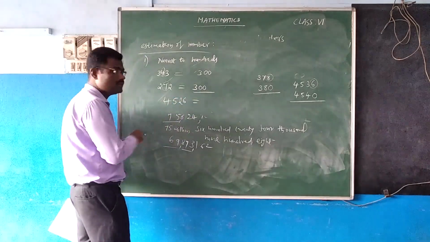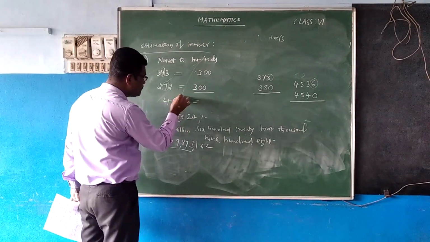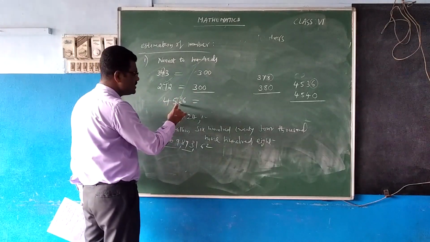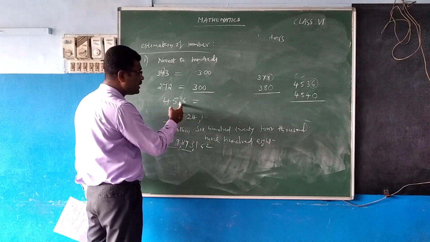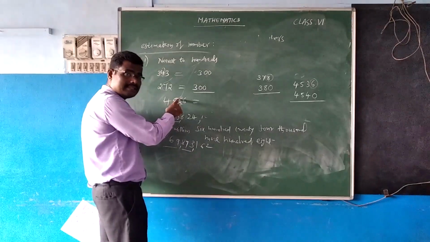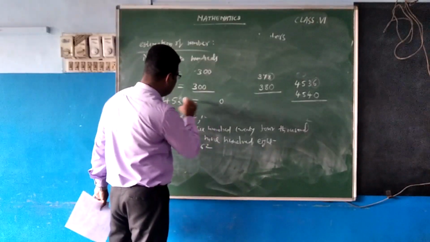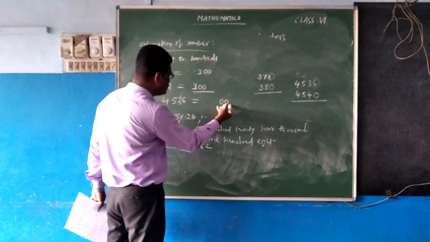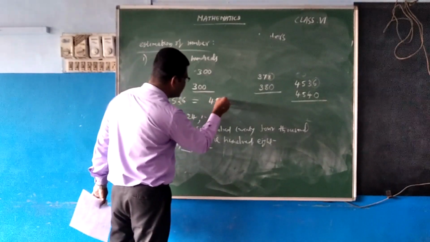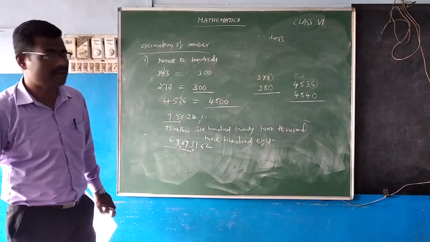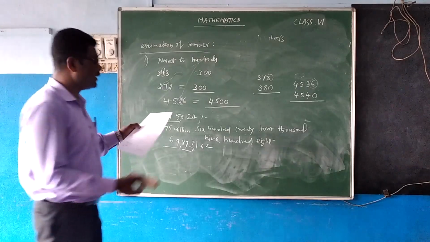For example, 4, 5, 2, 6. How to do it? You have to look at the tens place. Tens place is 2. It is less than 5, so you place 0. Obviously, the next number also becomes 0. This remains as it is: 44,500. This is nearest to 100.